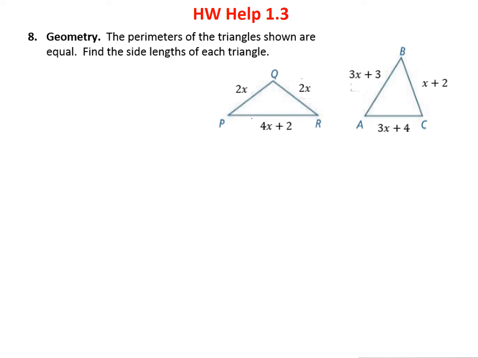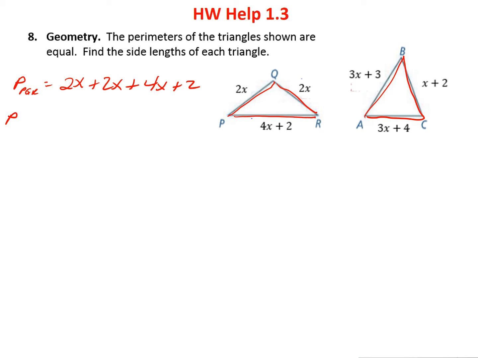Now, number 8 says the perimeters of the triangles shown are equal. Find the side lengths. Well, perimeter is how far it is around. Perimeter is the distance around. If you started at one point and walked around, they're the same. So the perimeter is the distance around. So the first triangle here, let's add them up. I'm just going to say the perimeter of PQR is 2x plus 2x plus 4x plus 2.